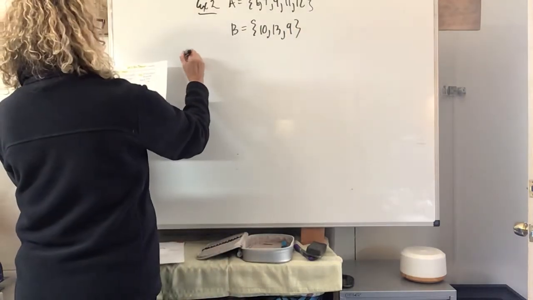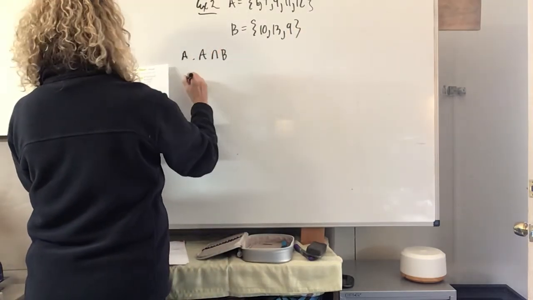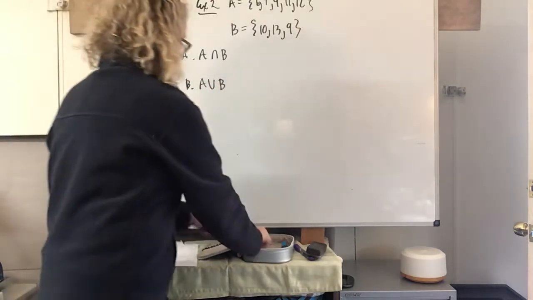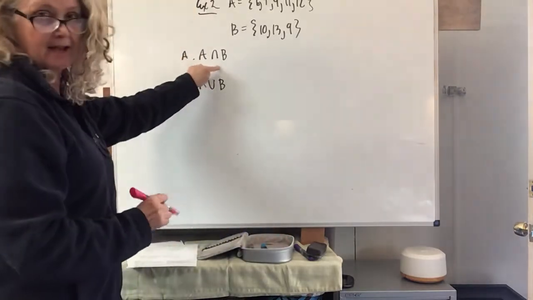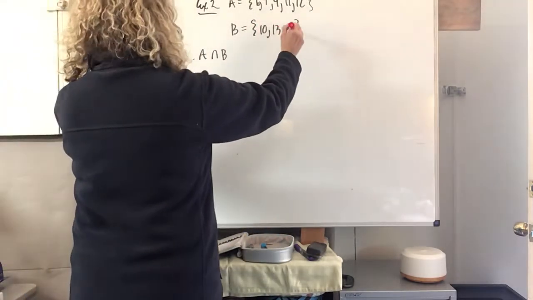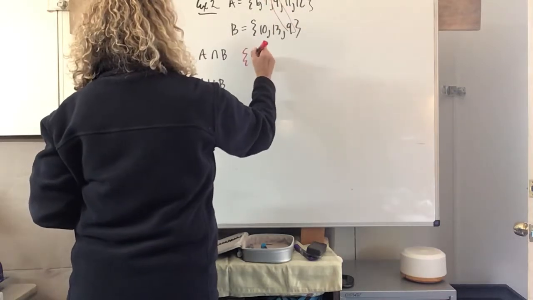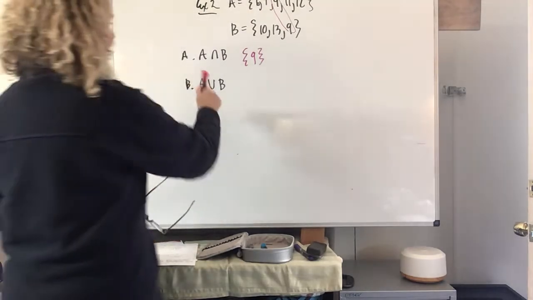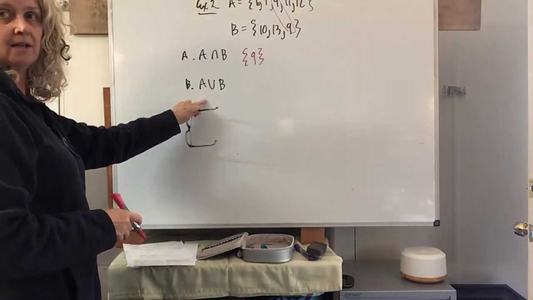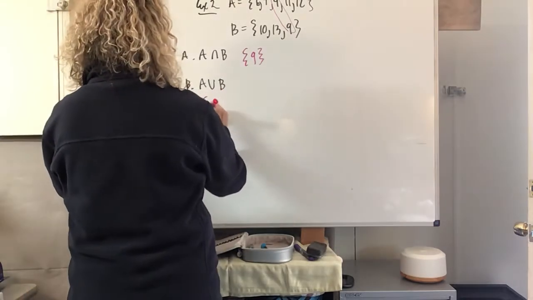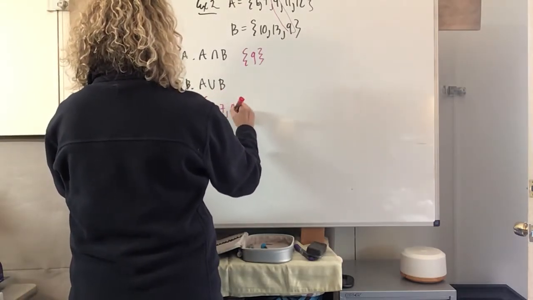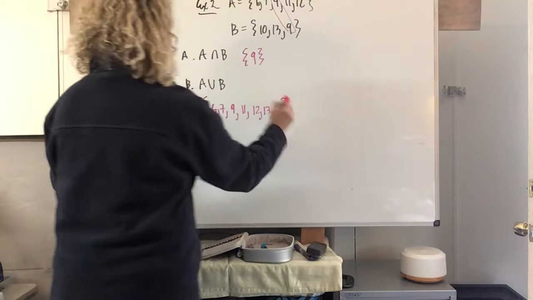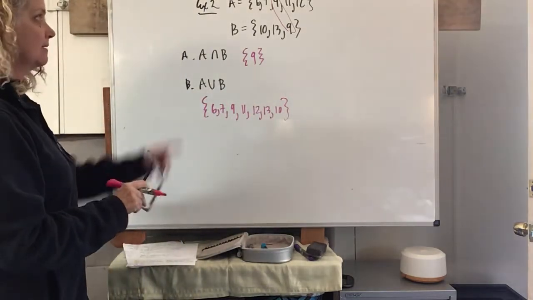And I'm asking you to find the intersection. Looking here, we are looking for members that are in A and B. And if we look here, we can see the only place that that is true is for the number 9. Now we're going to look at or. So members that are in A or B. In this case, that would be 6, 7, 9, 11, 12, 13, and I almost forgot number 10.